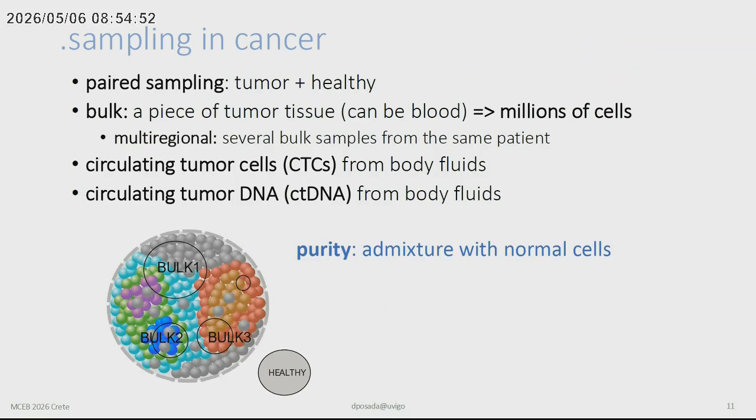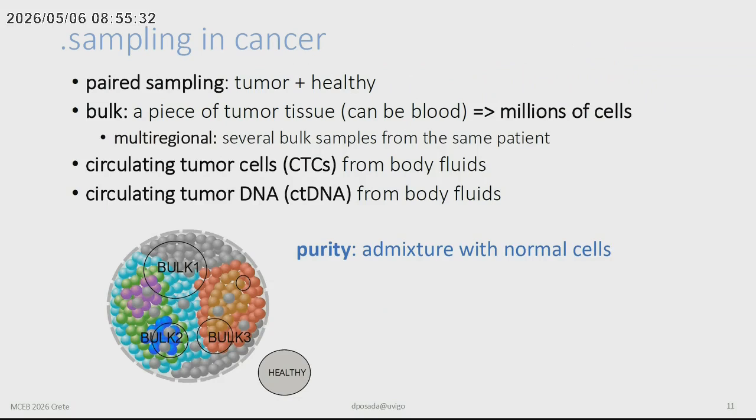But basically, we have this bulk sequencing, which is the standard one. You get a piece, a biopsy, you sequence that, and you're sequencing millions of individuals that belong to different clones, right? So this is like a pool, a mixed thing. Sometimes you can get multi-regional samples. In some types of cancers, it's easier, depending on the type of cancer. Of course, you can use blood, also for leukemias, and sometimes you are able to sample, particularly in more advanced cancer, circulating tumor cells and circulating tumor DNA from body fluids, mainly blood, but also saliva, urine, other types of fluids.